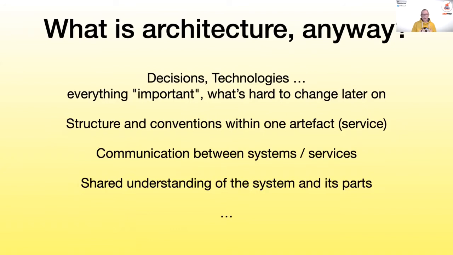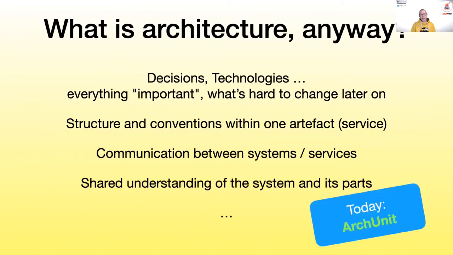Then there's the structure and conventions, package structure, naming, and so on. It could be the communication between the systems or the services, the inter-systems architecture. And there is the human aspect of architecture, and that is the shared understanding of the system and of its parts. And as today we're talking about ArchUnit, let's see what we can check, what we can test with ArchUnit.